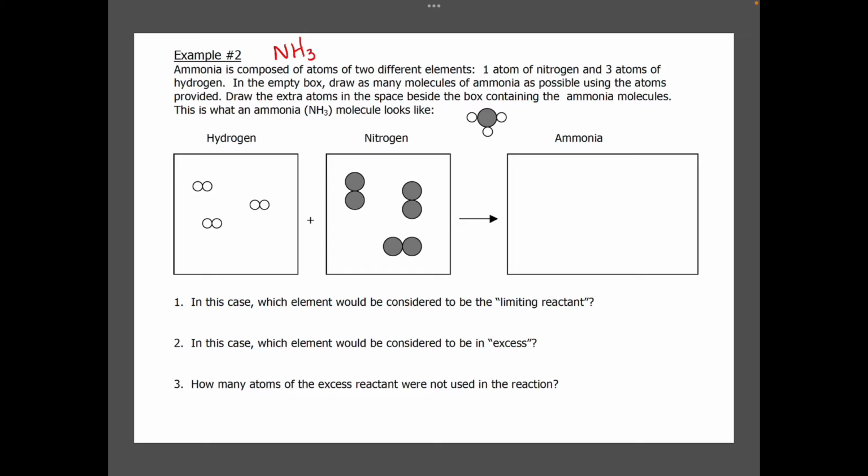And in the empty box, I want you to draw as many molecules of ammonia as possible using the atoms provided. Okay, so we have 3 different H2 molecules and 3 different N2 molecules. This is H2 here and N2 here. Remember, both of these are diatomic because they appear in the Hofbrinkel, which is why you see them in the boxes as diatomic molecules. But I want you to draw as many ammonia molecules in that box as you can using only what's provided. After you do that, answer the 3 questions below. Then we'll go over it.